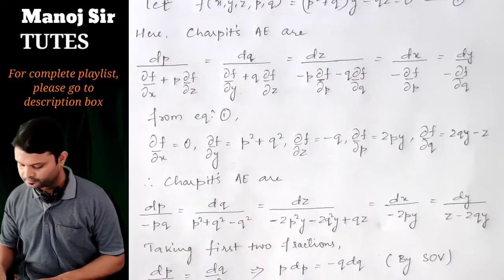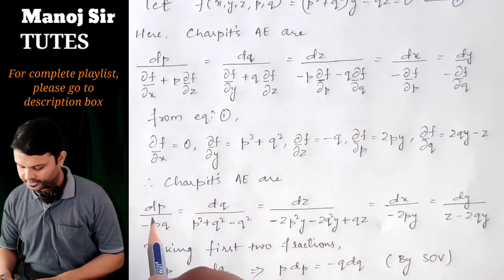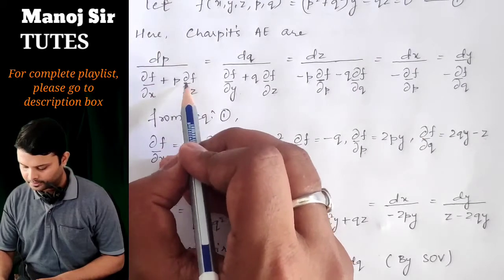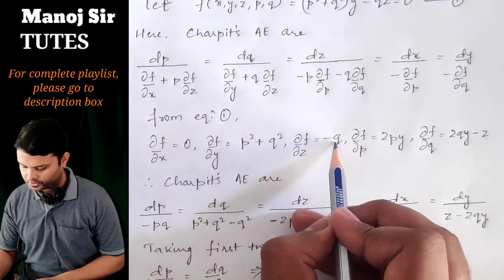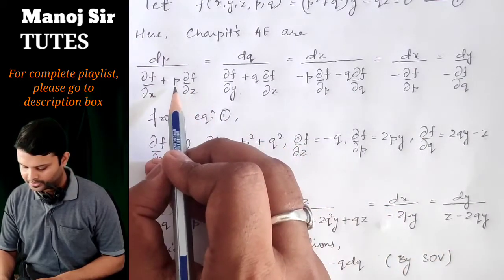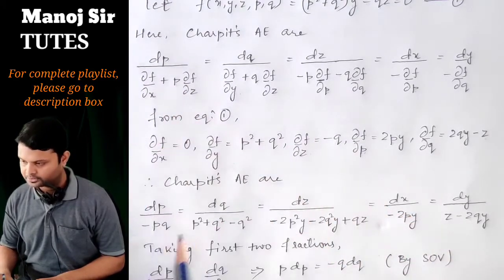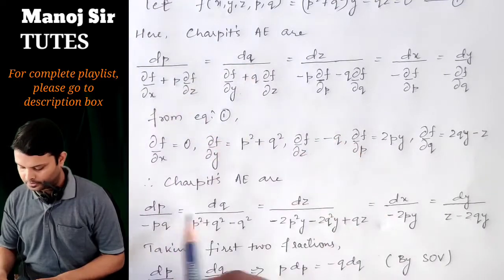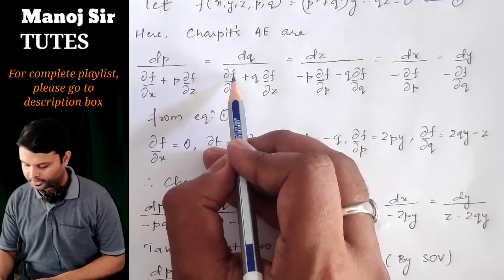Now simply write Charpit's auxiliary equation, that is dp upon this term is 0, and this is del f upon del z, that is minus q. Okay, minus q. So minus of q into p, that is minus pq. Okay, so again equal to dq upon del f upon del y.